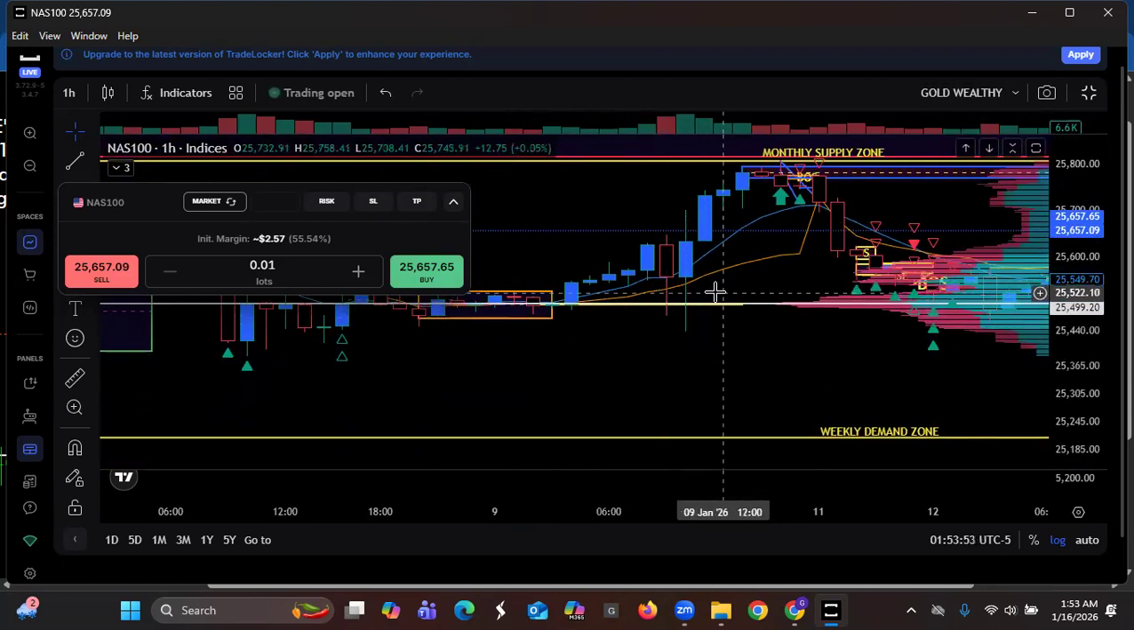We got a wick below. So I don't know, in real time, was this a close below? Oh, we are on hourly. Oh, well, you still can see it. We close below, right? All of this is the expansion manipulation phase.